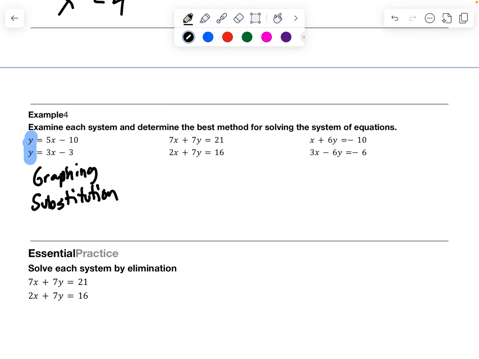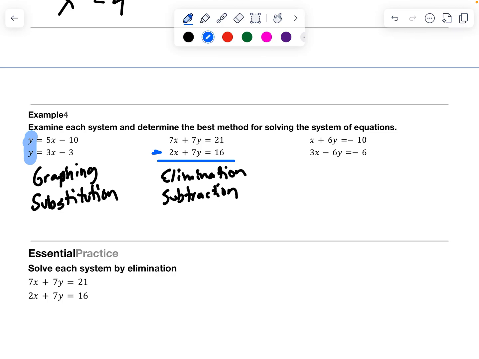All right, looking at the next one. Nice and simple. Okay, I'm seeing 7y and 7y. So to get that to eliminate, I am going to subtract. So my best method is going to be elimination, and subtraction by subtracting. Okay, so elimination is the method. Subtraction is what we're actually going to do.